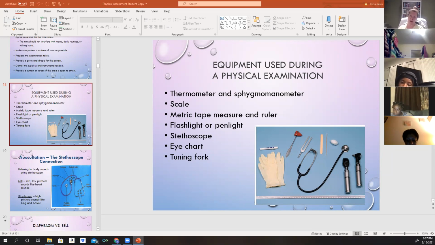A measure tape and a ruler. The only time we usually use a metric tape is on focused assessments, when we are measuring edema or if they have a wound somewhere. So that is not something you would need every day.